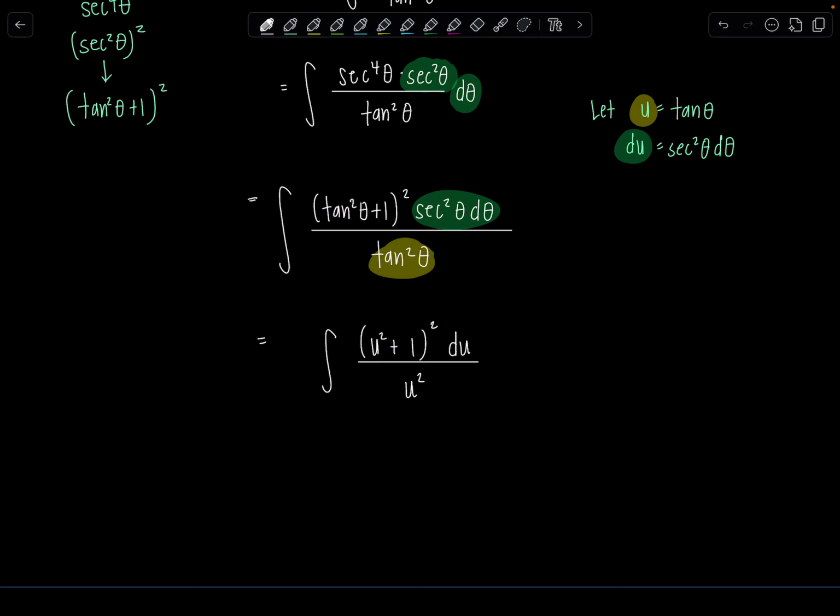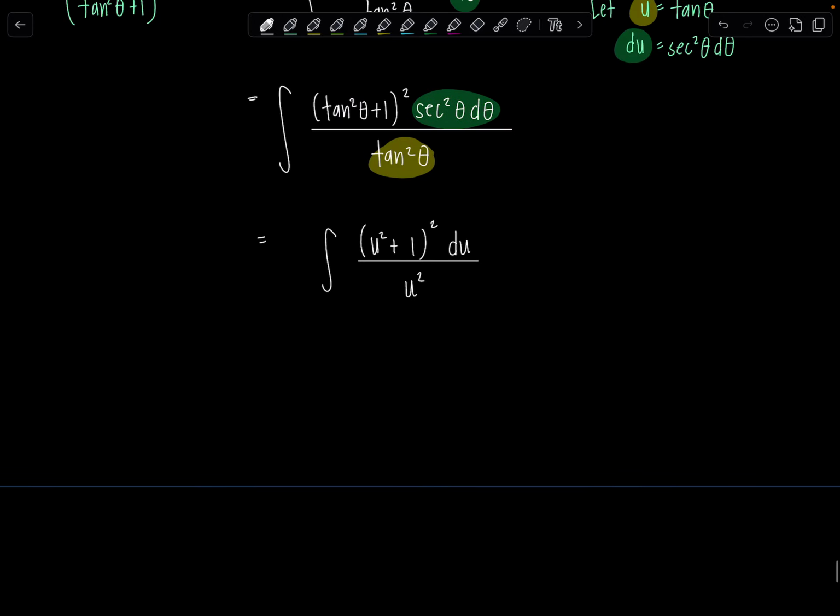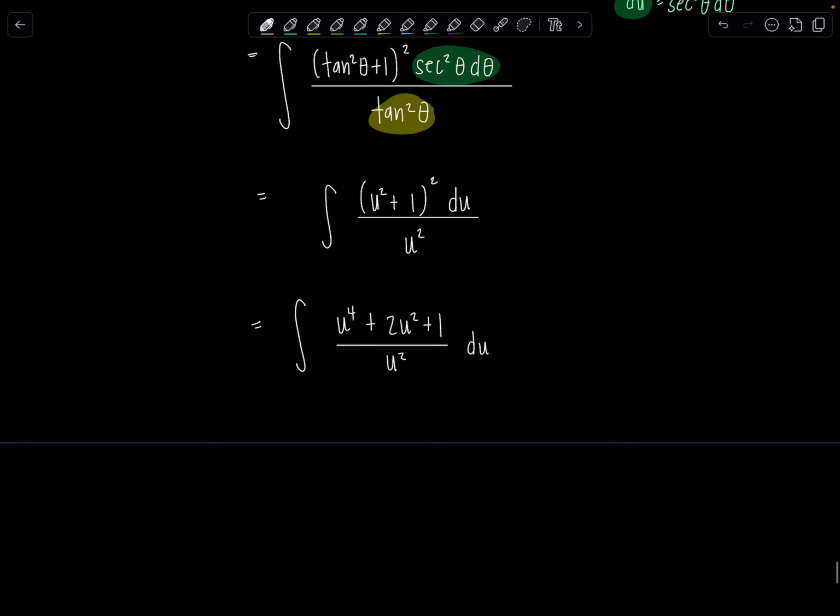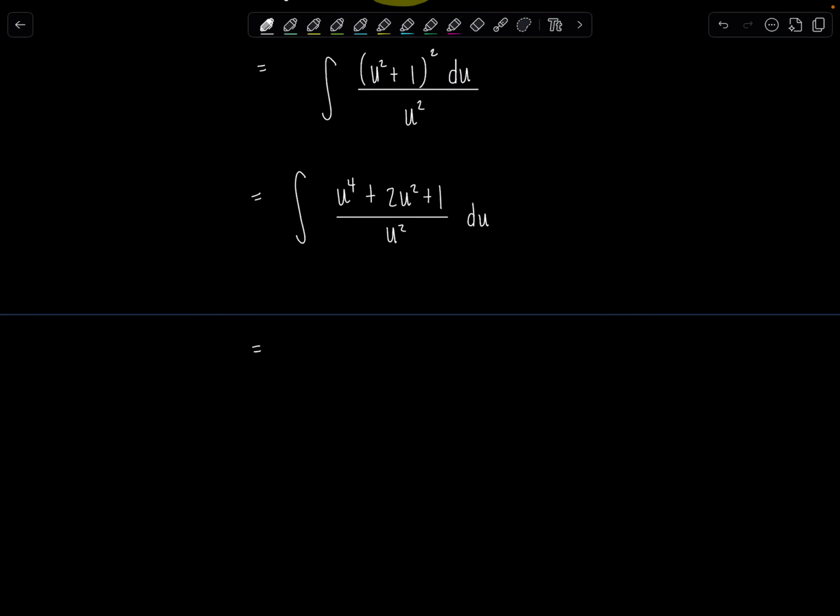What to do from here? I would just multiply out the numerator, and then we can simplify the integrand without too much stress. So this is u to the 4th plus 2u squared plus 1, all divided by u squared du. And then now simplify, break up each of the terms in the numerator, and write it over the denominator separately. I'm just going to simplify as I do that. I think you guys can handle it. This is going to be u squared plus 2 plus 1 over u squared, which is u to the negative 2nd du.